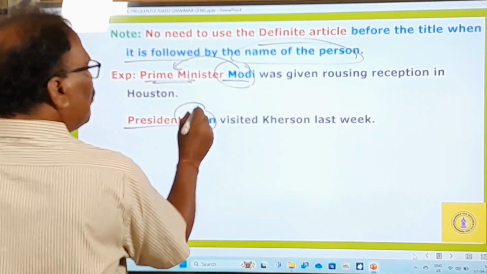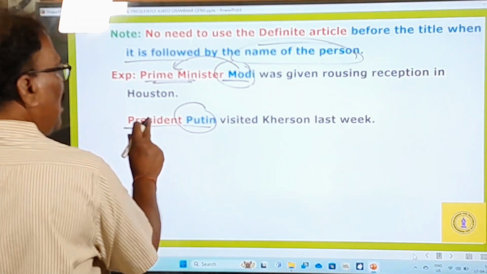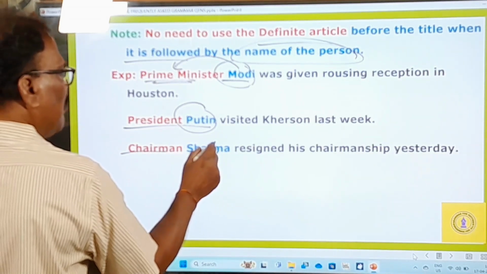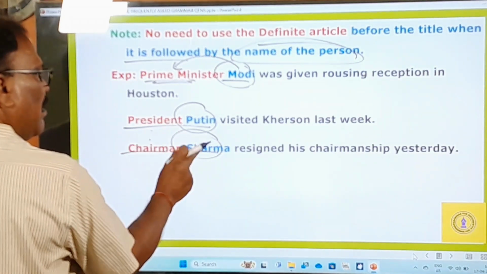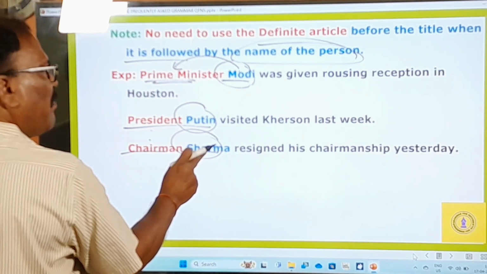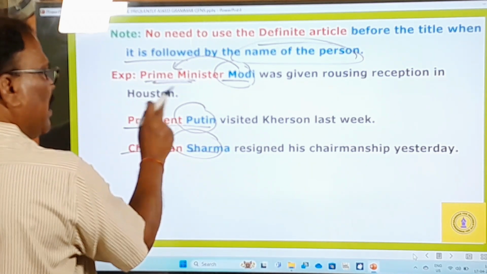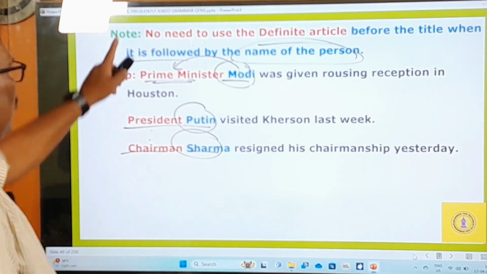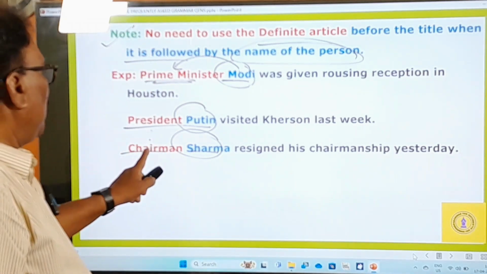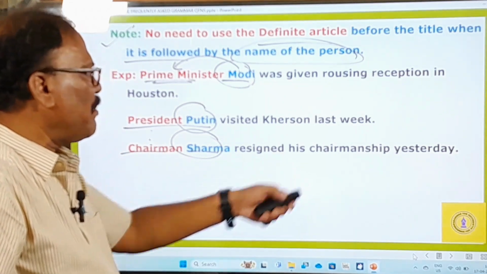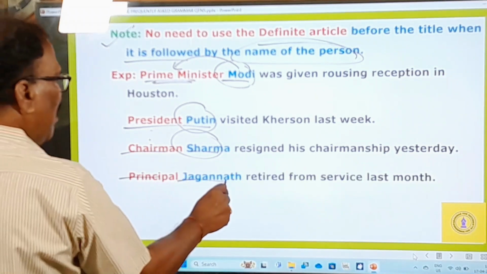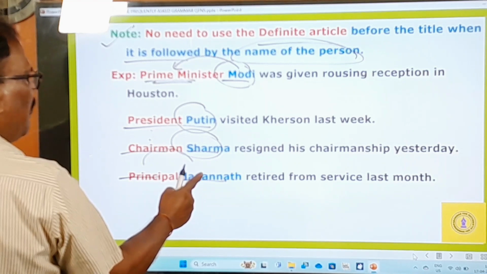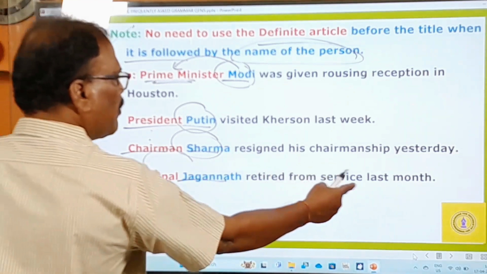President Putin, the name is given, so you should not use it. President Putin visited Kherson last week. Chairman Sharma: chairman is the title, followed by the name of the person. President followed by the name of the person. That's why you should not use any article before that. Very important. Chairman Sharma resigned his chairmanship yesterday. And here Principal Jagannath, this is the title followed by the person. Therefore, Principal Jagannath retired from service last month.